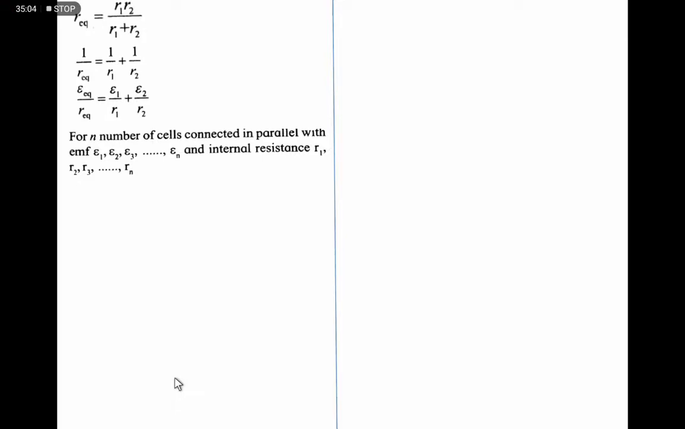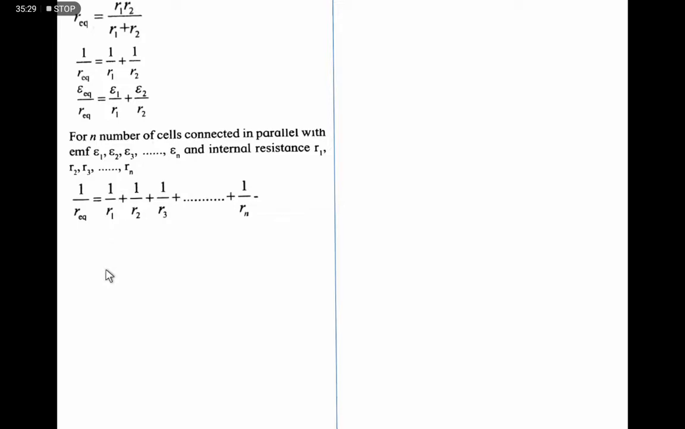Okay, if a number of cells are connected in parallel, then their EMFs will be E1, E2, E3, En, and the internal resistances will be R1, R2, R3, and Rn. This is a huge derivation, but you can practice it separately by knowing each and every term. So it will be easy.